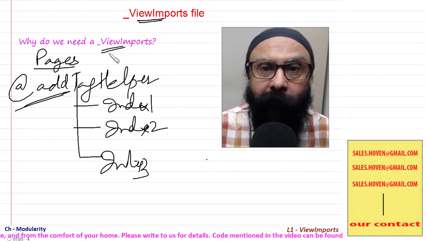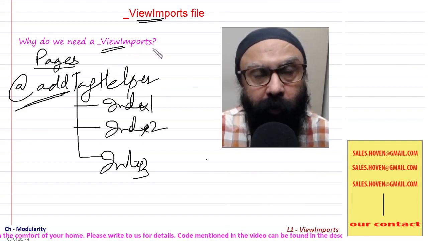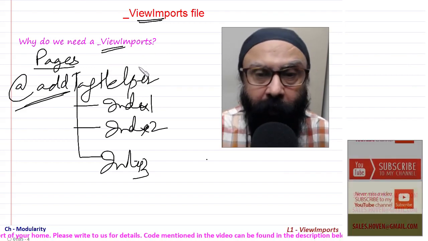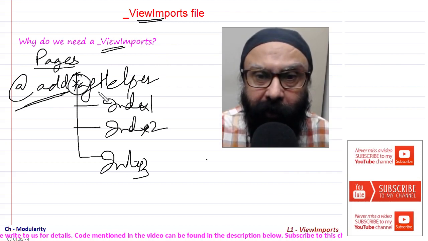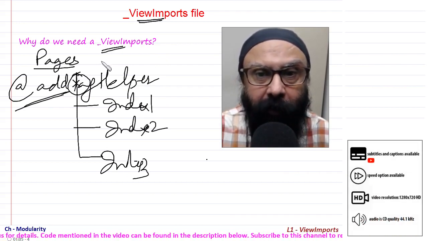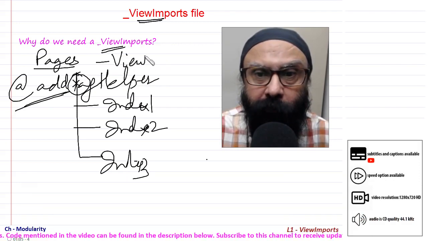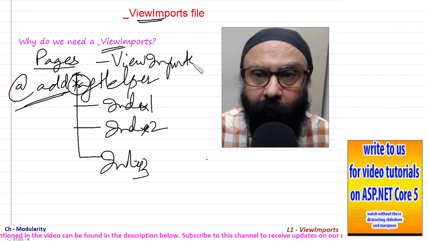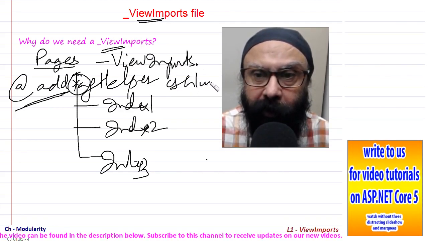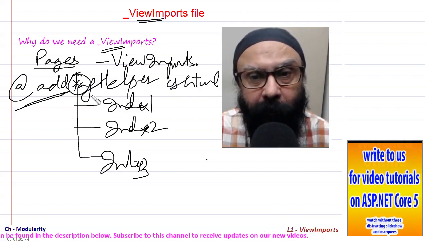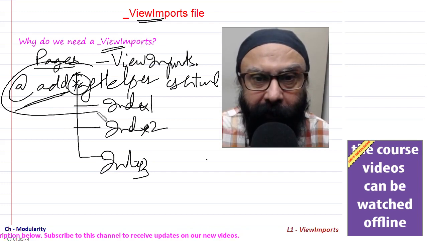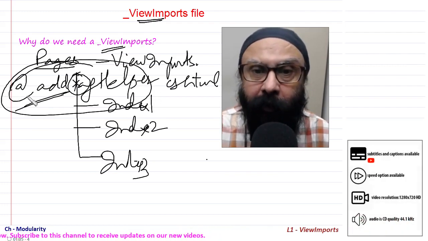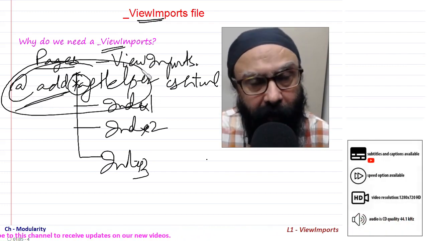The name of this file is _ViewImports.cshtml. So what we do is, we place this file adjacent to all the other files. This file, _ViewImports.cshtml, is placed adjacent to the other 3 files, and this directive, add tag helper, is written just once in this file.